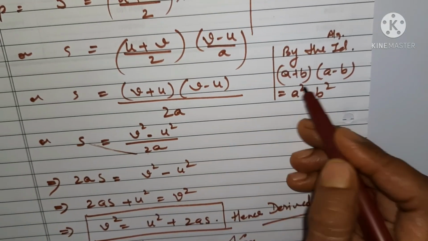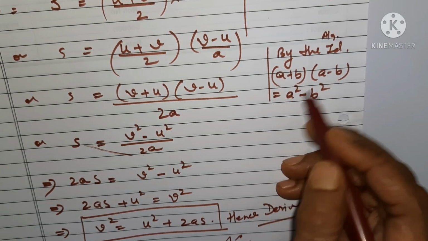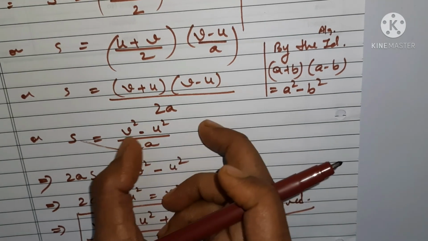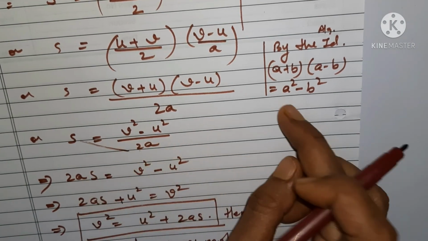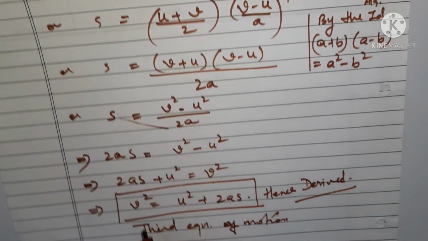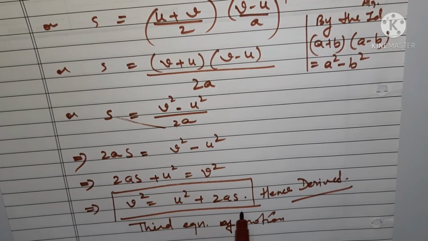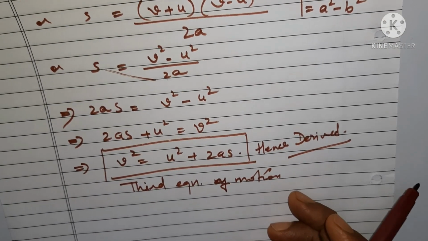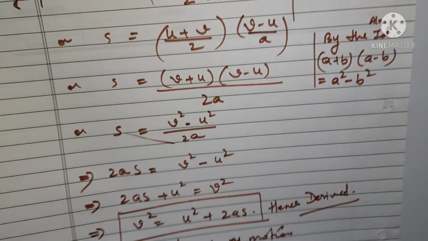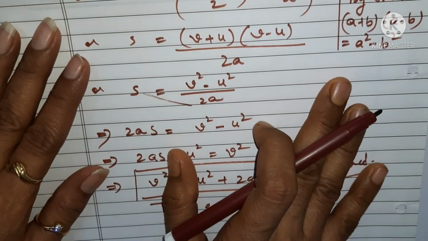It is A plus B and A minus B. The product of A plus B and A minus B gives you A square minus B square. So we have written the value over here, V square minus U square. Okay, so after solving it out, you are getting V square is equal to U square plus 2AS, which is giving you the third equation of motion. So I hope you have understood all the equations of motion. With this we have completed our derivation part.